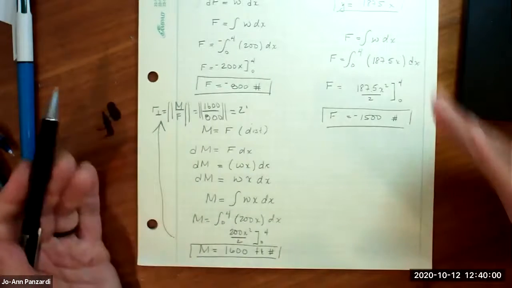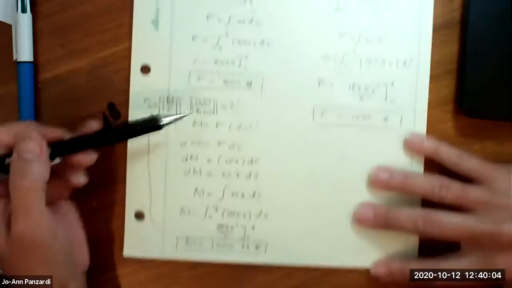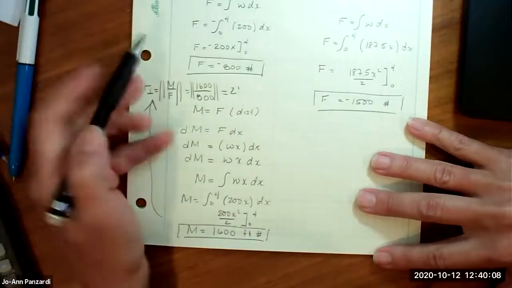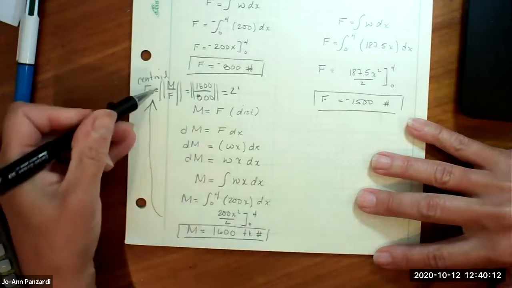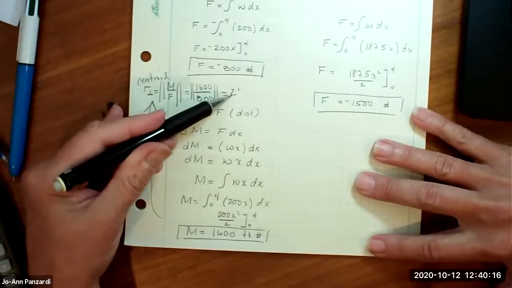So what did I just do? I solved for the force by integration. I solved for the moment by integration. And then I found the perpendicular distance, which is really our centroid, by dividing the moment by the force, and it turned out to be 2 feet.